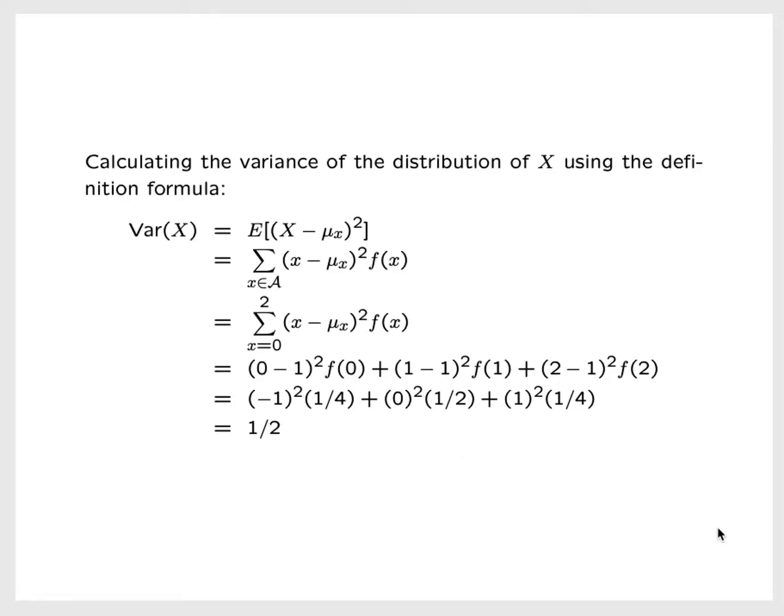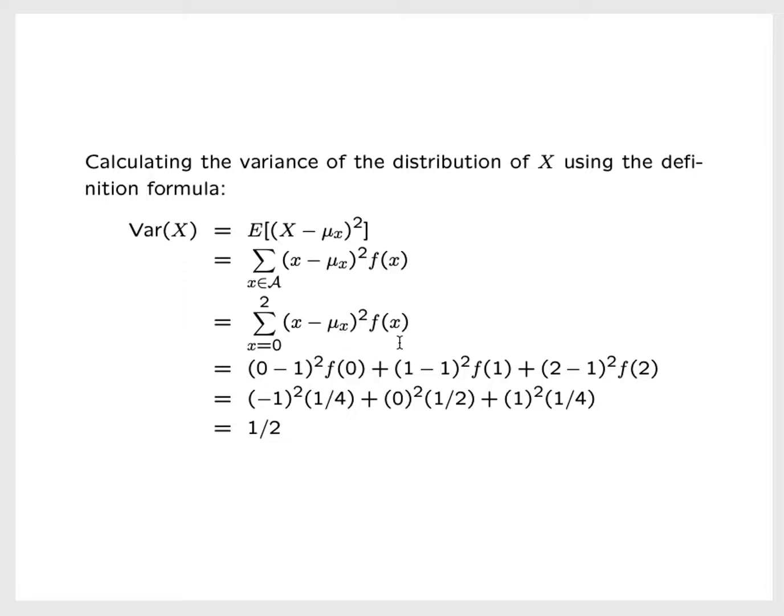Now let's calculate the variance of the distribution. So by definition, the variance is the expected value of the square of the difference between the random variable and its mean. Now the mean is equal to 1, all right, and so we have the sum over the values of x in the sample space, x minus 1 quantity squared times f of x. All right, and remember that the values in the sample space are the integers 0, 1, and 2. All right, so this is the sum that we're going to calculate.